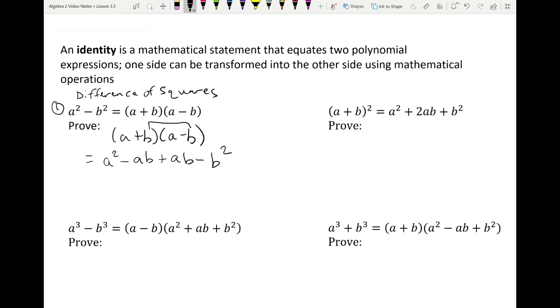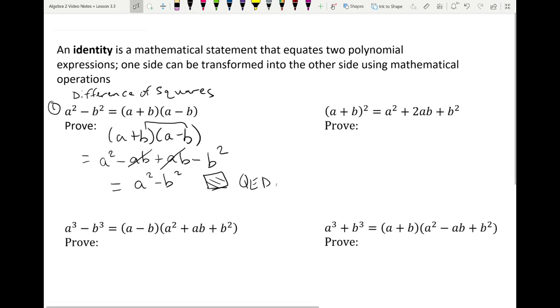All right, notice that when you combine the middle terms, minus ab and positive ab, they cancel. So ab minus ab is 0. So therefore, you're left with a squared minus b squared. So we went ahead and proved that. So it's equal to the left side. This square symbol is just showing that you proved the identity. It's also known as QED, quod erat demonstrandum, and that just means that you proved the identity. So that's just an interesting little side note.